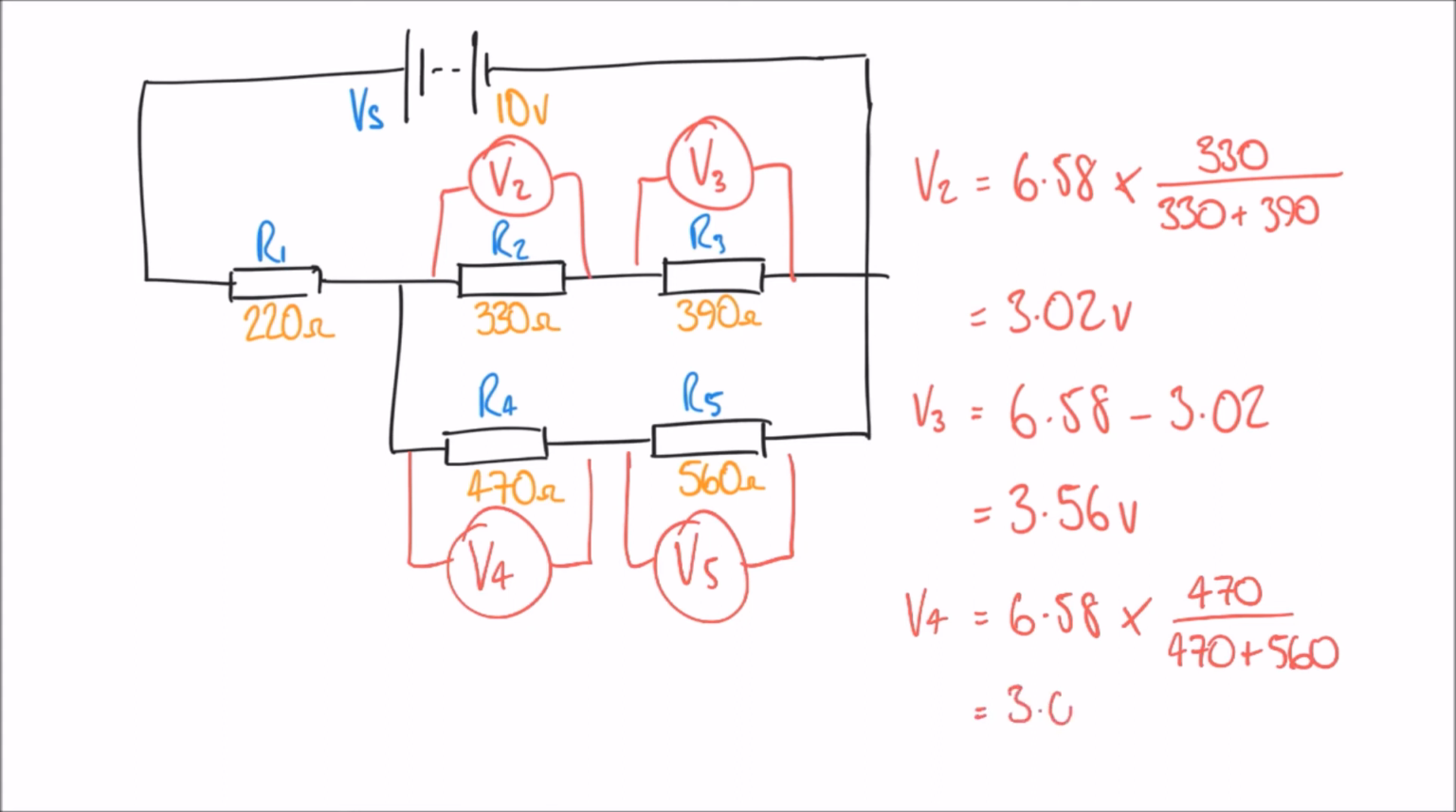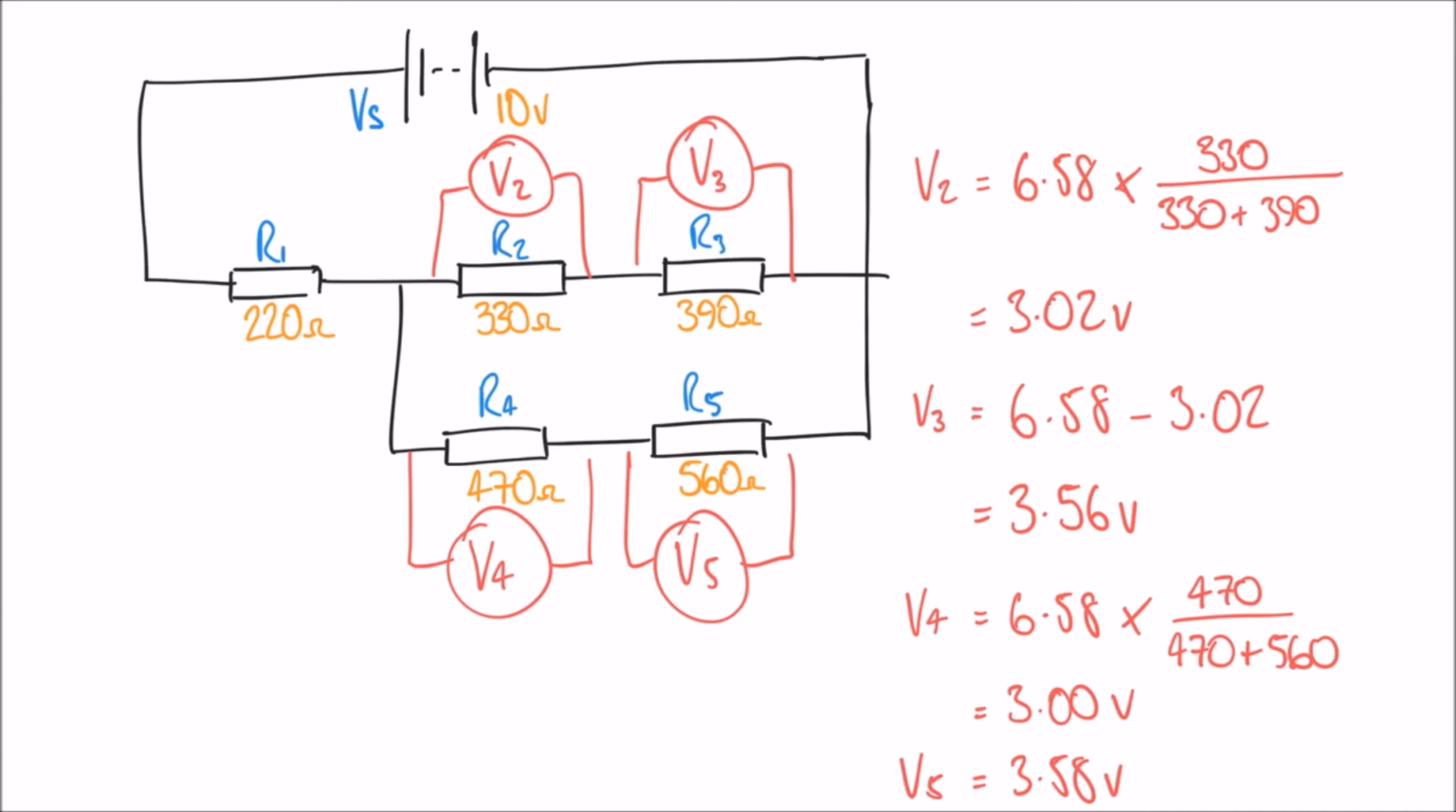So 3.00 volts. And so finally, we can also work out V5 using that same subtraction. We can say 6.58 minus 3, whatever's left over must be V5. So in this case, V5 is 3.58 volts.